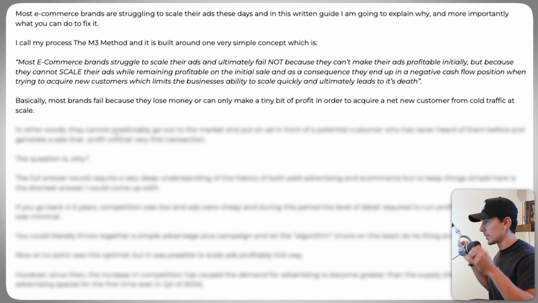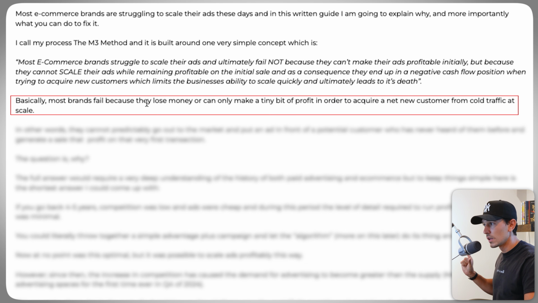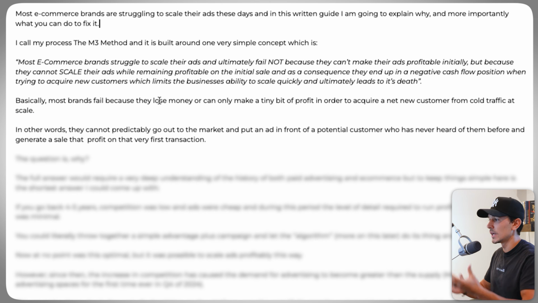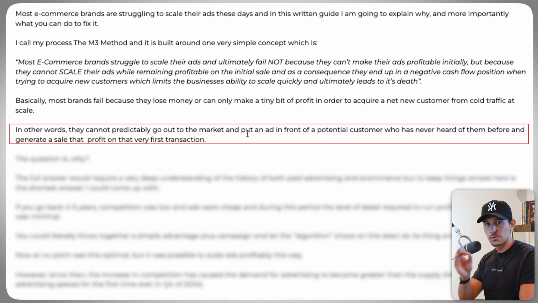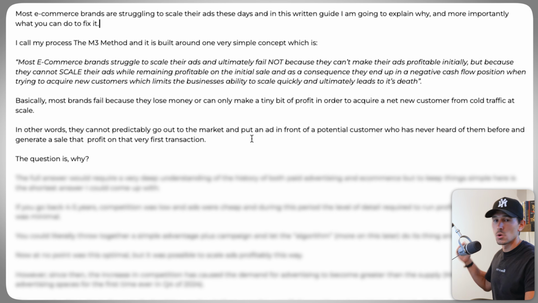So I want to kick us off with the main problem. Basically, most brands right now fail because they lose money or only make a very tiny bit of profit on their first customer acquisition. So in other words, they cannot predictably go out to the market, put an ad in front of a potential customer, and acquire that customer for profit. Obviously, the question is why?